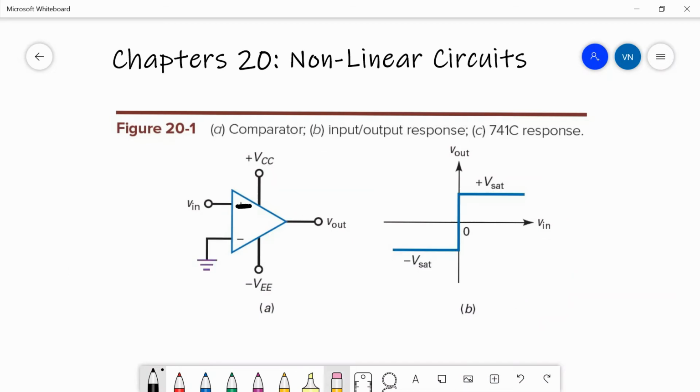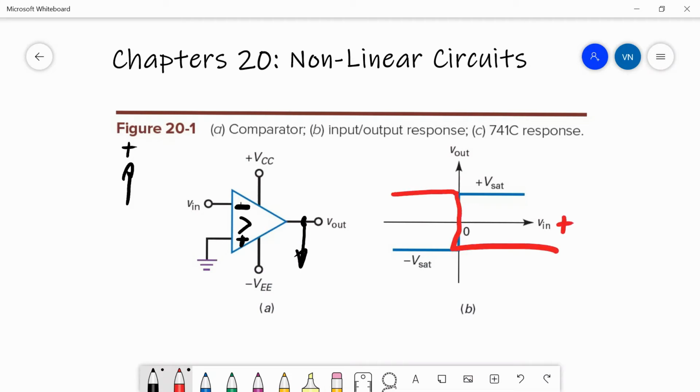Now you don't have to tie the Vin to the positive input. You could flip these inputs and tie the Vin to the negative input and the positive to ground. Then what would happen is that when this goes positive, the negative terminal is greater than the positive terminal, and the output would swing to the most negative value. So if you've hooked it up this way, you would get the flip response on the output.